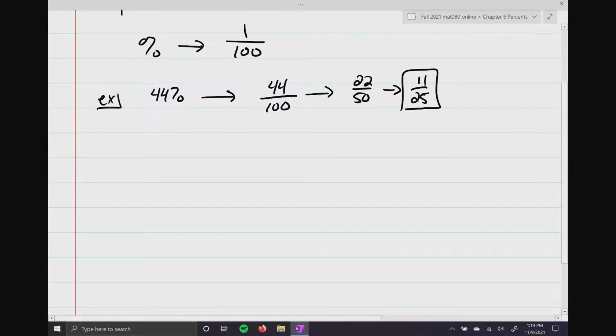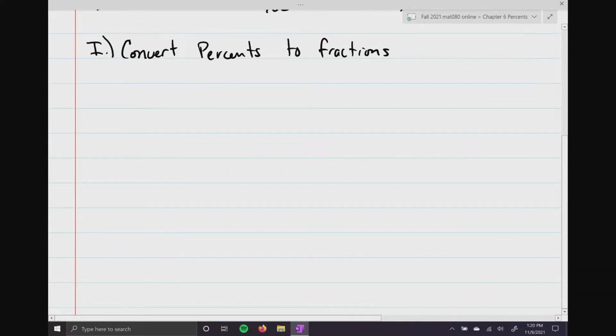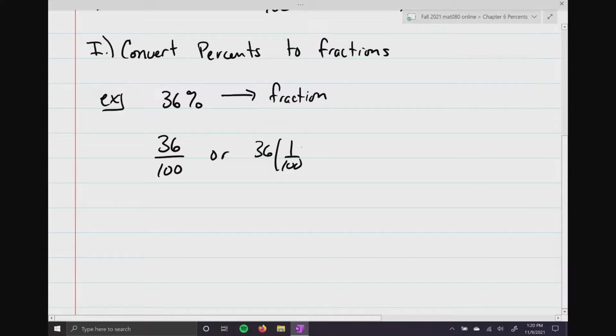It's just converting things. So the first thing we're going to do is this. Let's convert percents to fractions. All right, so that'll be the first one. So as we just saw in that previous example, if you take 36% and you want a fraction from this, just rewrite it as 36 over 100, or another way to write this is 36 times 1 over 100, but you still get the same exact thing, which is 36 over 100.